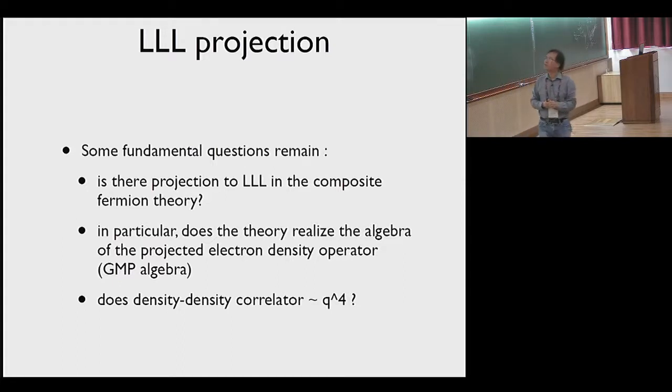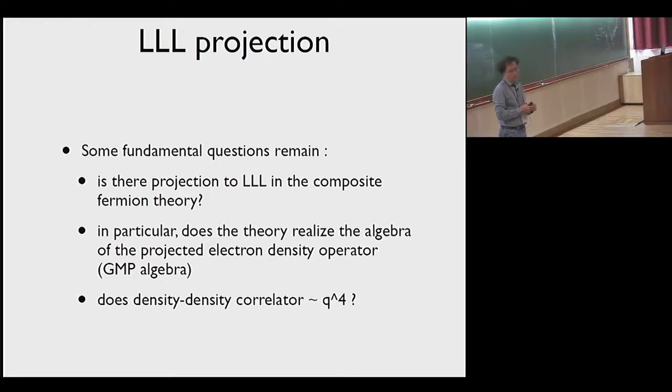But there are some remaining questions that are always in people's minds when people talk about the quantum Hall effect. It's like elephants in the room. Sometimes specialists do not talk about this, but we are always concerned about a problem. For example, is there lowest Landau level projection in the effective theory of the composite fermion?